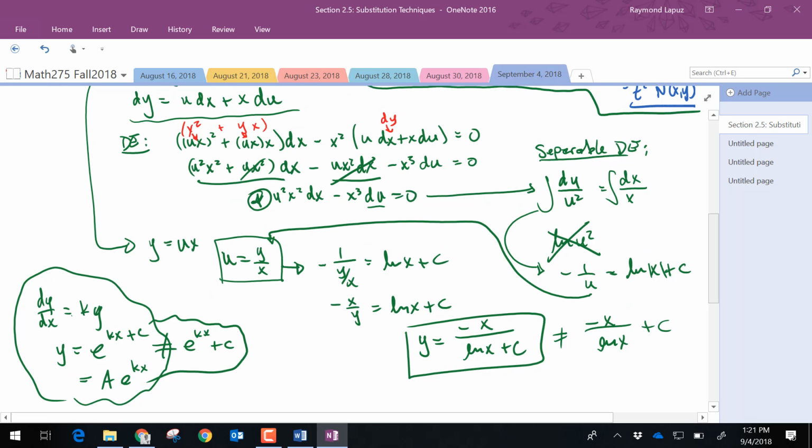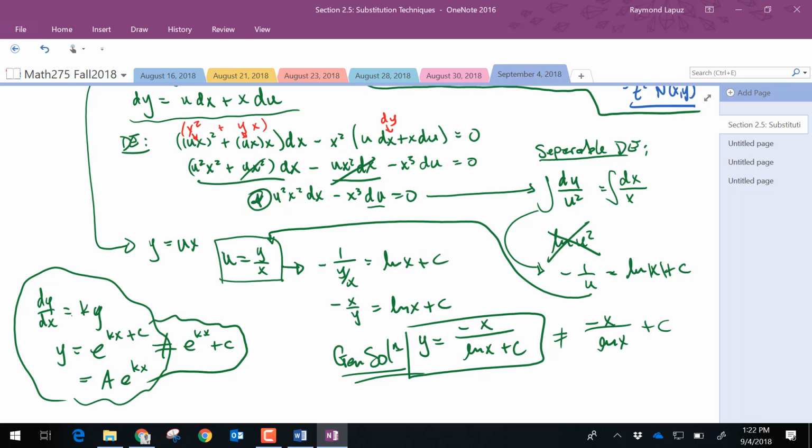Well, this is a solution. There's no initial condition, so we'll call this a general solution. And the general solution usually has a parameter or an unknown constant, the plus c business. And so yeah, that's all you can say. This is your general solution.